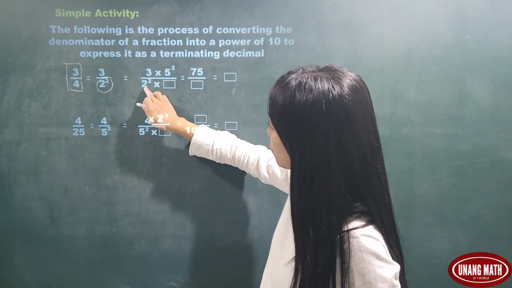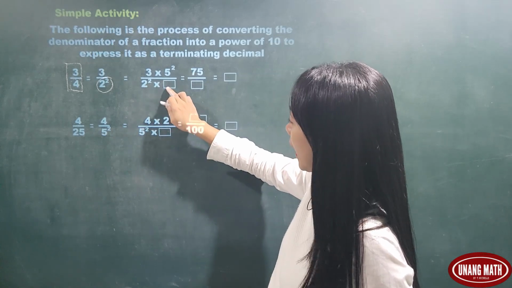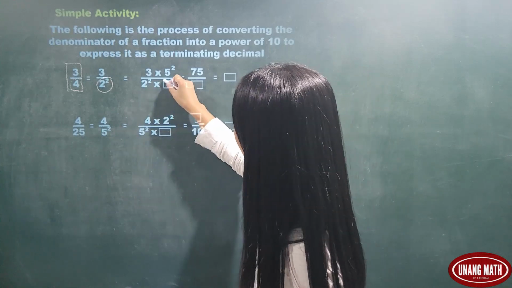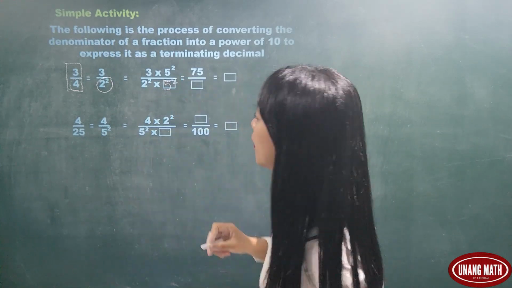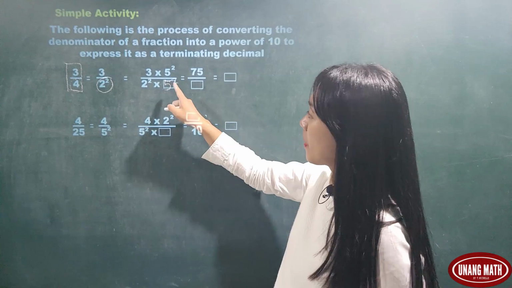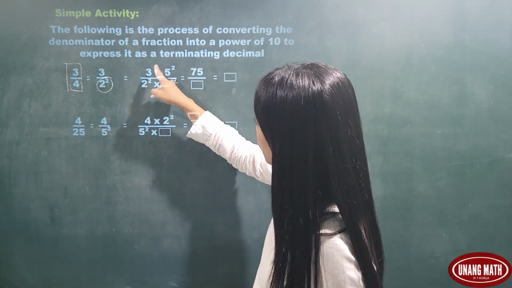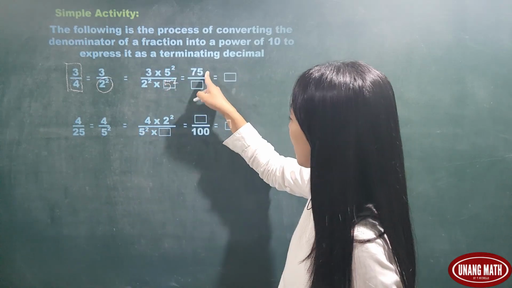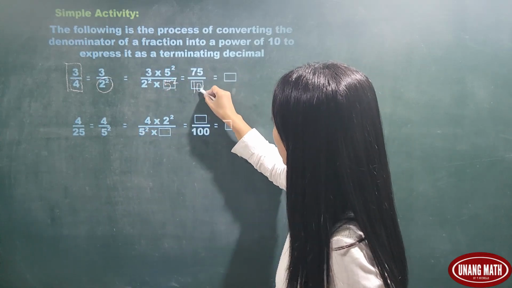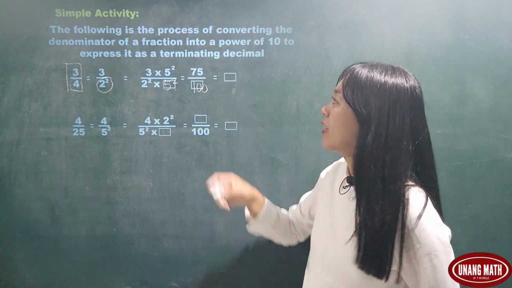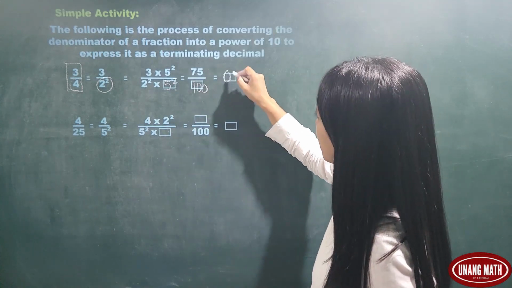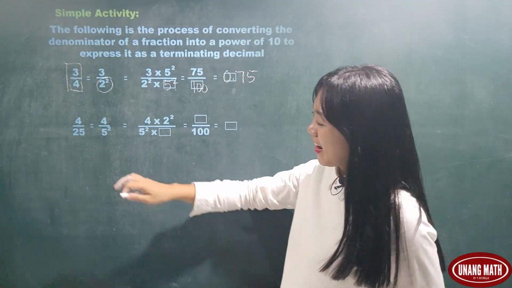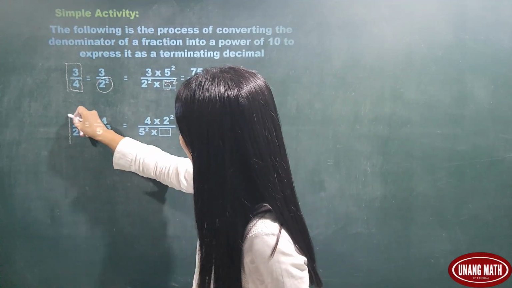Okay, since this is 2 squared, what should we multiply to get the denominator 100? So we have to multiply 5 squared. If we multiply 5 squared to the denominator, do it also to the numerator. So 3 times 5 squared is 75. So now our denominator is 100. 75 over 100, this is 0.75.